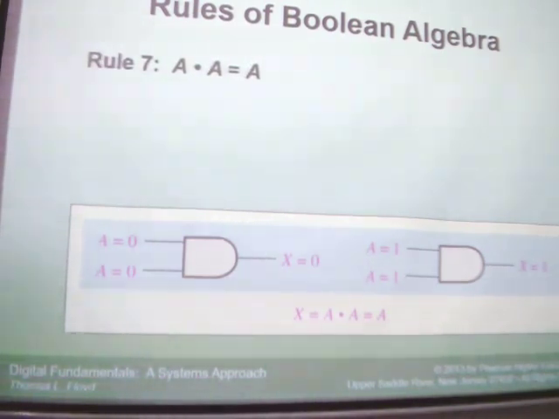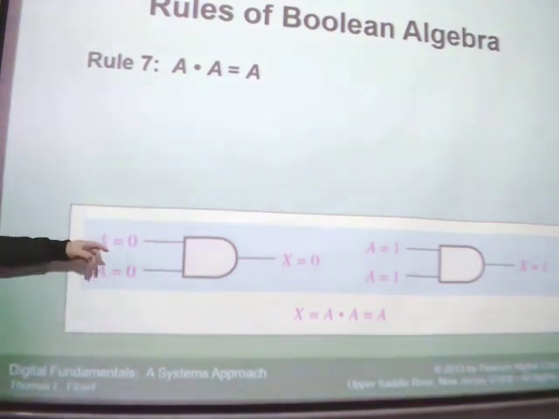Rule 7. A and A equals A. If A equals 0, then 0 and 0 equals 0. If A equals 1, 1 and 1 equals 1. So A and A equals A.